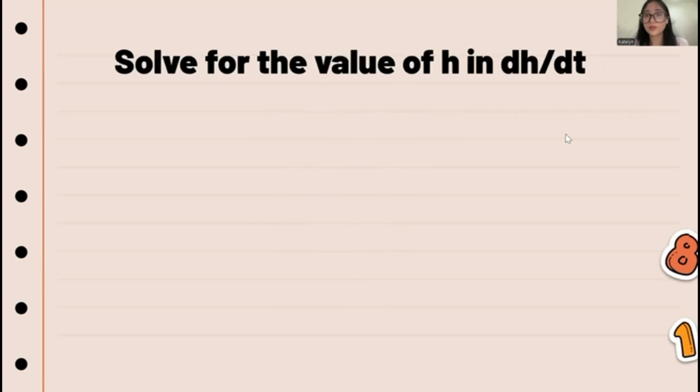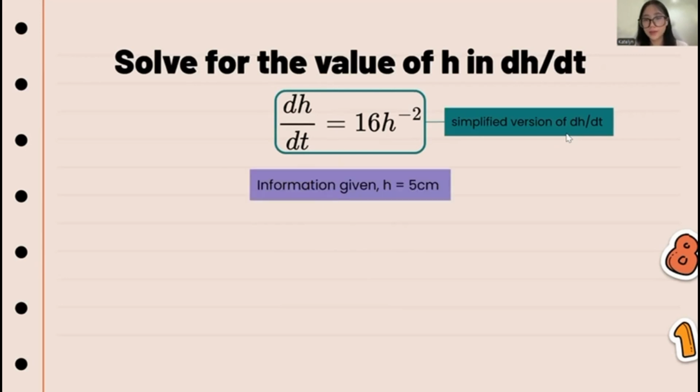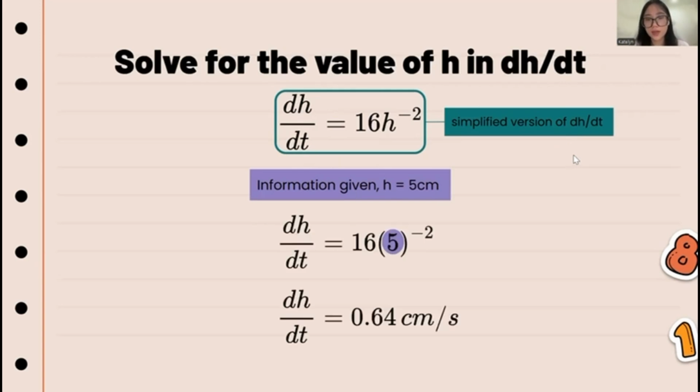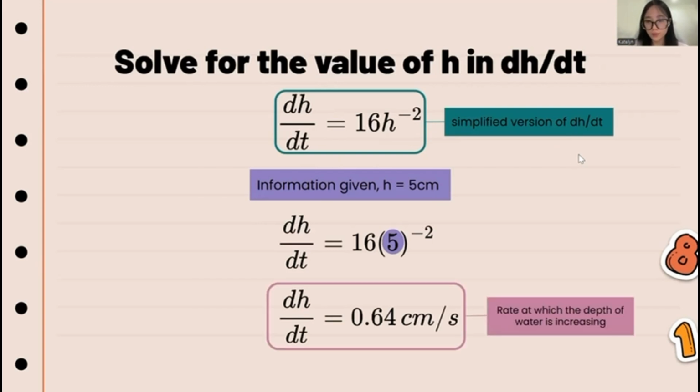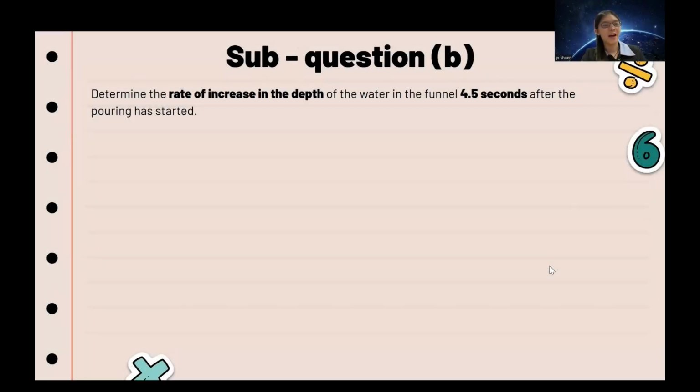To solve for dh/dt, we need the value of h. And the value of h from the question was given as 5 centimeters. So we substitute this value of 5 to get our rate at which the depth of water increases, which is 0.64 centimeters per second. Hi, my name is Ishan, and I'll be doing sub-question B.